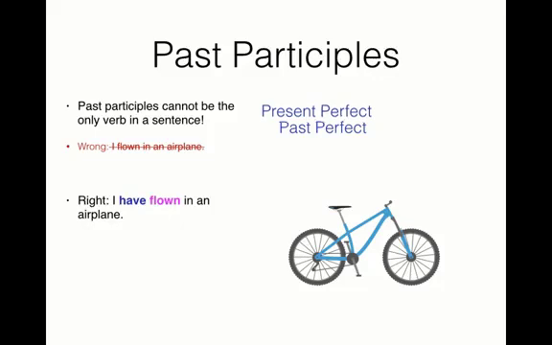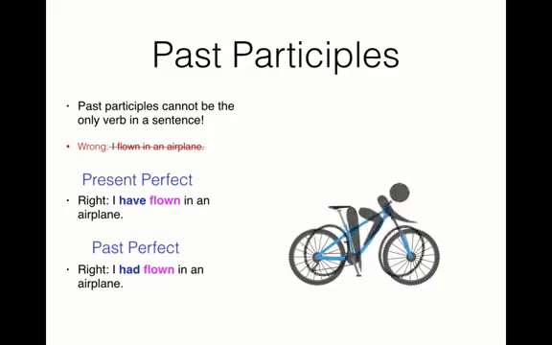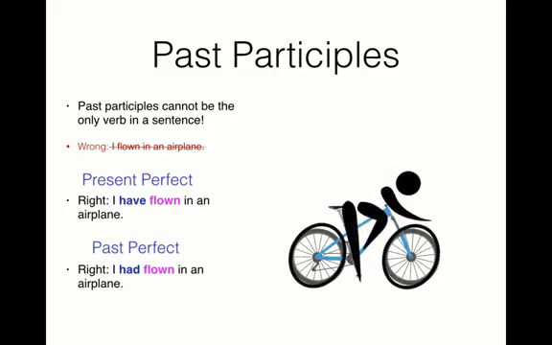This is an example of the present perfect. We can also say, I had flown in an airplane, which is an example of the past perfect. So when we use past participles, we need a helping verb like have or had. If we try to use a past participle without a helping verb, it's kind of like a bike with no rider. It only works when there's someone to move it along.